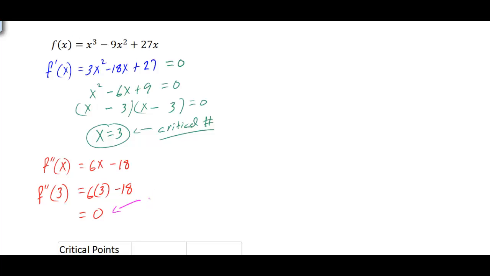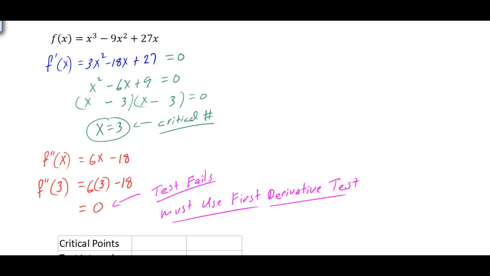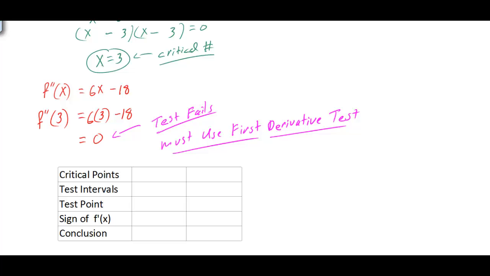Well, this is one of those conditions where, because it's equal to 0, our test fails. So that simply means we can't use the second derivative test. We must use the first derivative. So that means we're going to have to use what we did earlier in the previous video, and that means we need to find our critical points, which we already have, is 3, and we would use our test intervals, and that means we would look from negative infinity to 3, from 3 to infinity, and pick a test point. Well, negative infinity to 3, I would pick 0, and then from 3 to infinity, use 4.